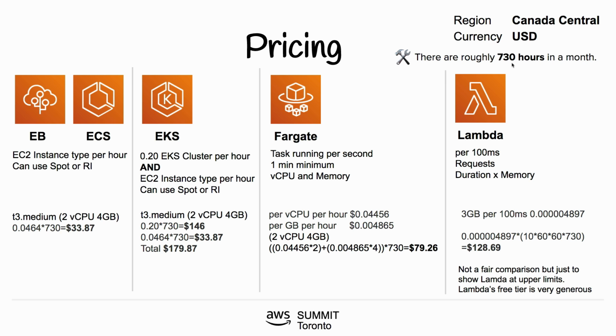So starting on the left-hand side, Elastic Beanstalk and ECS are grouped together because EB is using ECS underneath, so the pricing is going to be the same. And so you're paying based on the EC2 instance per hour. You can reduce the cost by using spot or reserved instances. The pricing here is on demand, so you can definitely reduce this cost significantly, like 75 to 90% off, depending on your commitment and your tolerance to tasks being interrupted for spot instances. But if we had a T3 micro, so that's 2 virtual CPUs and 4 gigabytes, and we ran that for a month, that's $33.87.